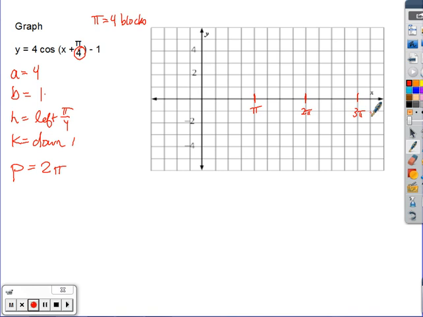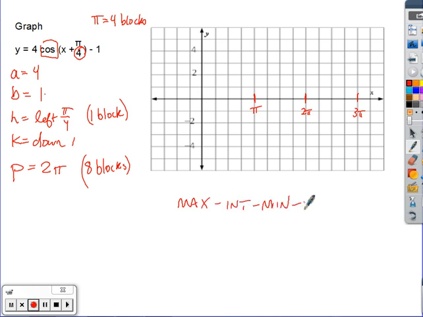And now I start talking about my shifts. So pi over 4 would be 1 block, because it's easier to count blocks. 2 pi would be 8 blocks for my period. I'm talking about cosine, so my 5 points in the 5-point graphing method now are max, intercept, min, intercept, max.